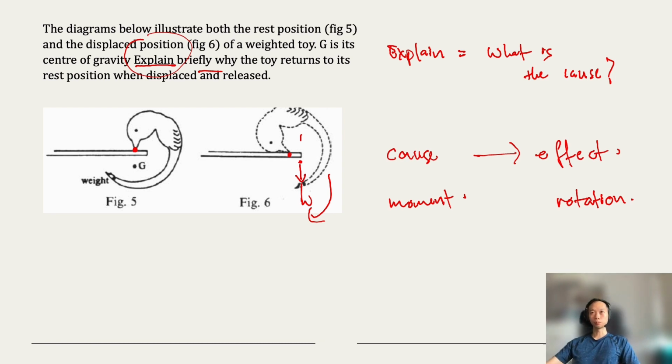Okay, so basically it's going to be something like this. Once your toy is rotated, the weight is now on the right of the pivot, which causes clockwise moments. And then because there's clockwise moments, this causes the toy to rotate in a clockwise direction back towards its original rest position. Okay, so that is what our final answer is going to look like.